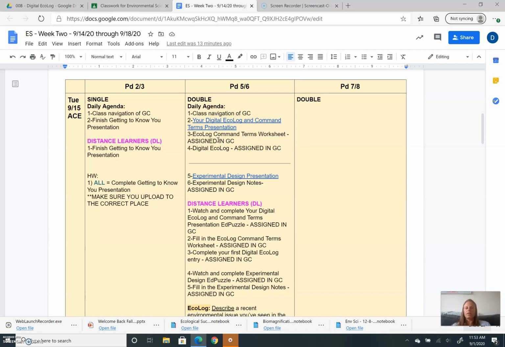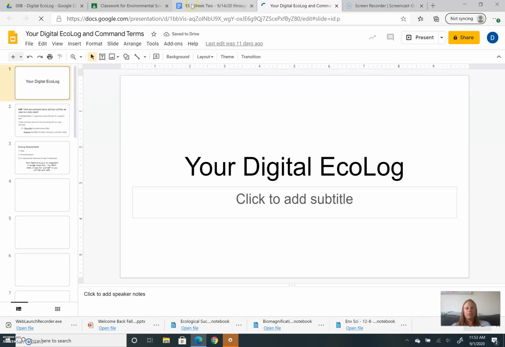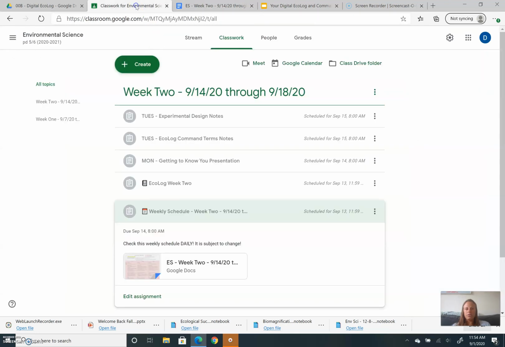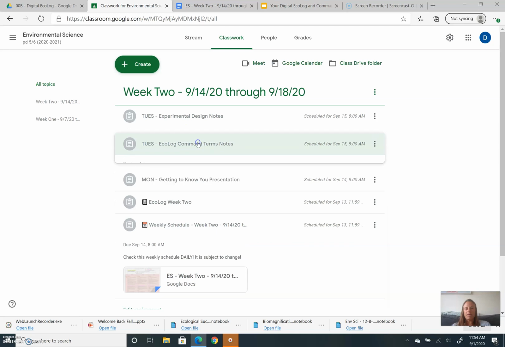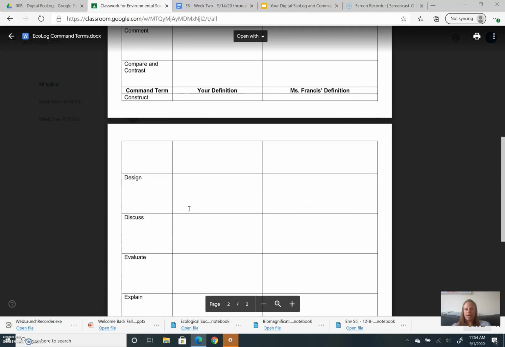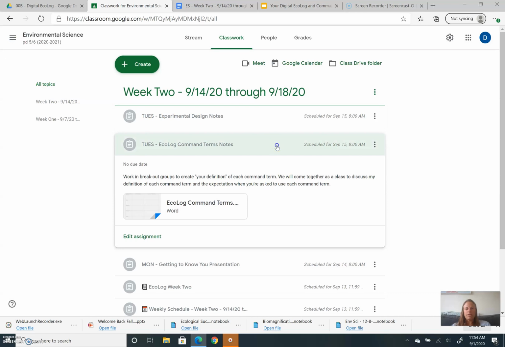You'll notice there are a couple of things posted in your weekly schedule. For example, here you'll find the presentation that I'll be using to discuss your digital EcoLog. You'll also find a couple of other key things. The EcoLog command terms worksheet, which is going to act as your note sheet, has been assigned in Google Classroom. So let's go back to Google Classroom and you'll see that the command terms notes has been assigned in Google Classroom. And then this is where you would take your notes for the day regarding our digital EcoLog.